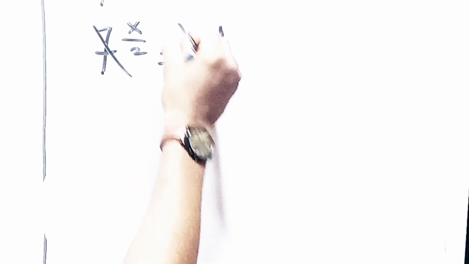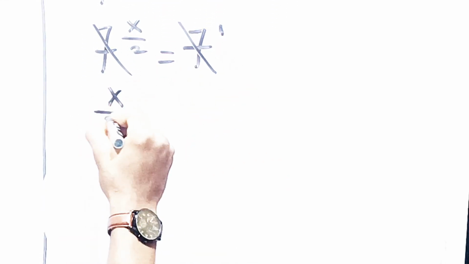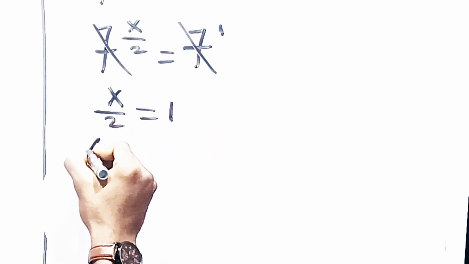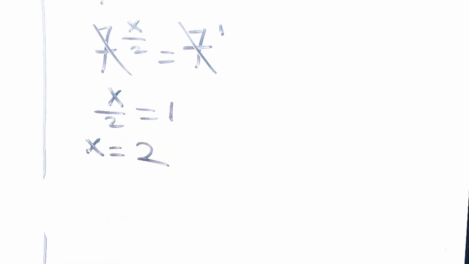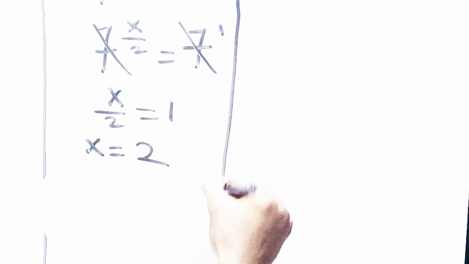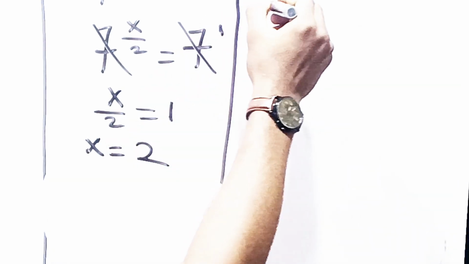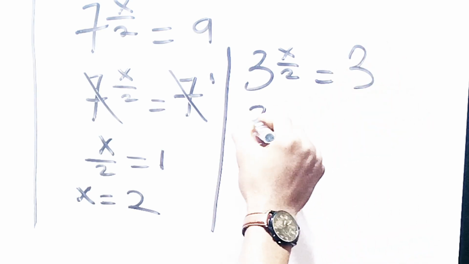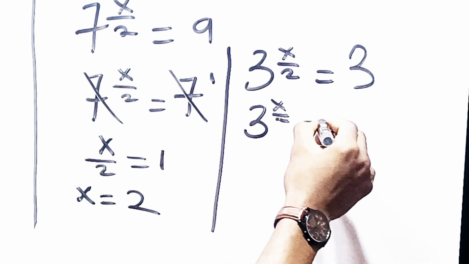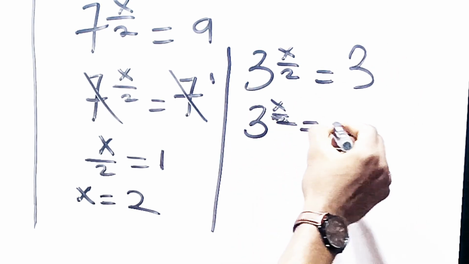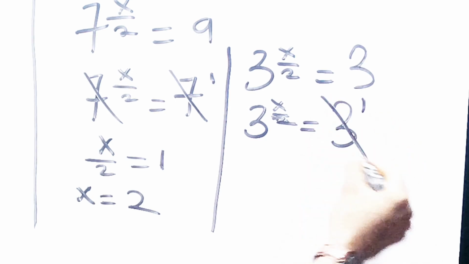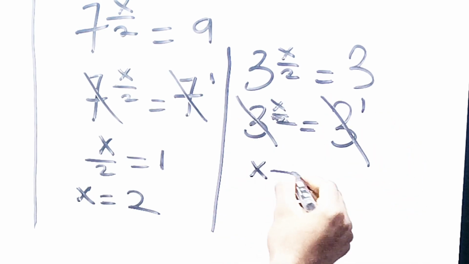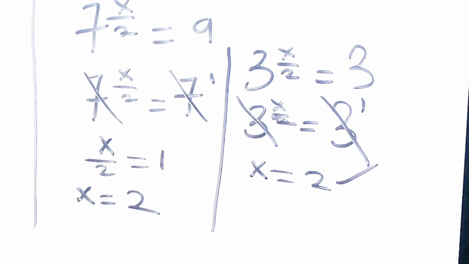Hence, this and this will strike out so that we have that x over 2 is equal to 1. Hence, x is equal to 2. Okay. Now, for 3 raised to power x over 2 to be equal to b, which is 3, we have 3 raised to power x over 2 to be equal to 3 raised to power 1, which is 3. So 3 cancels 3, and we have that x is equal to 2 again. Hence, from here we conclude that x is equal to 2.